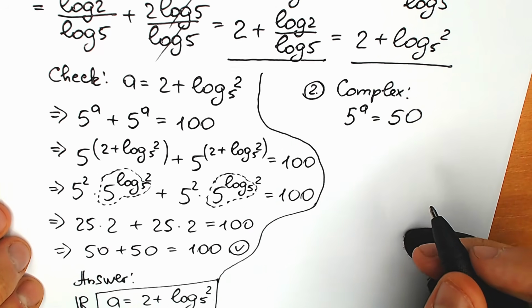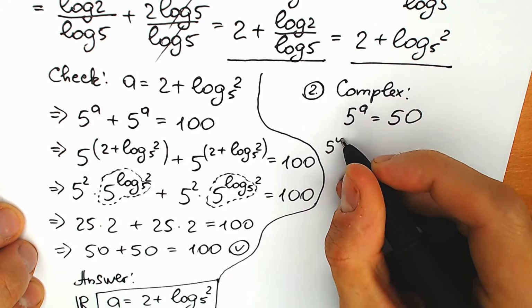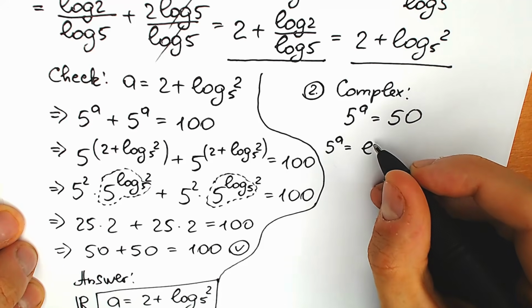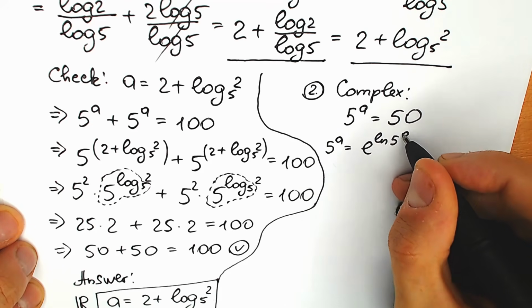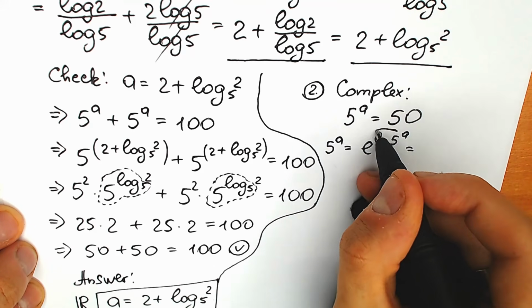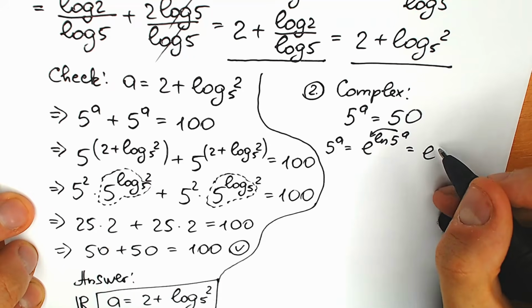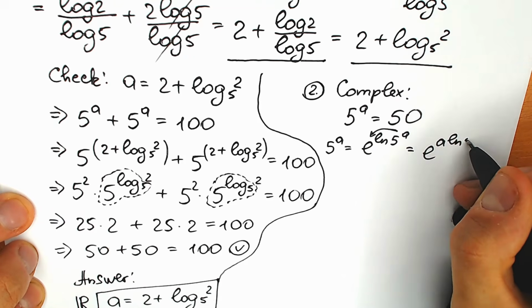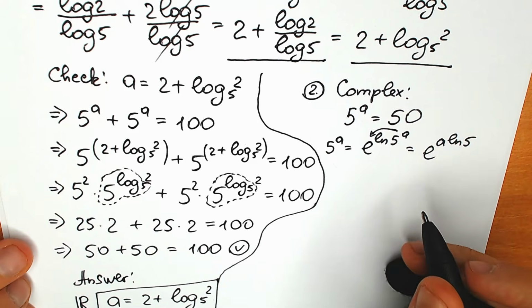So the first thing, in terms of 5 to the power a, I'm going to write e to the power natural log of 5 to the power a. And this a will come down right here. So we have e to the power a natural log 5. So instead of 5 to the a, we're going to write this expression.